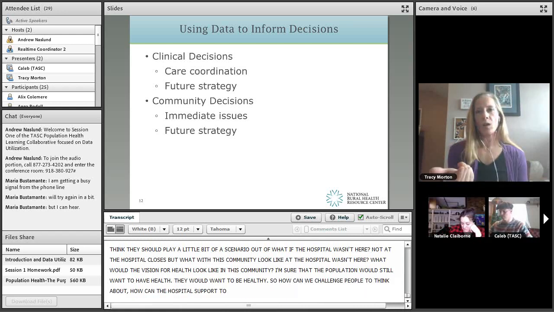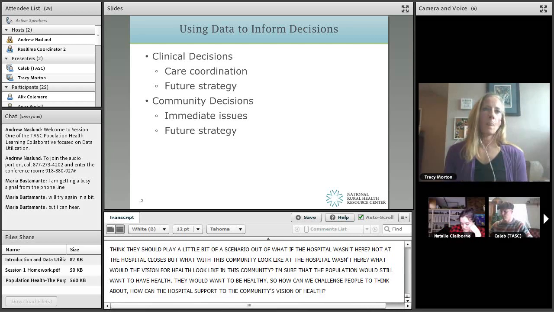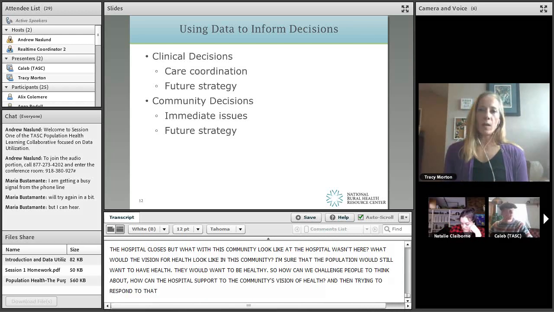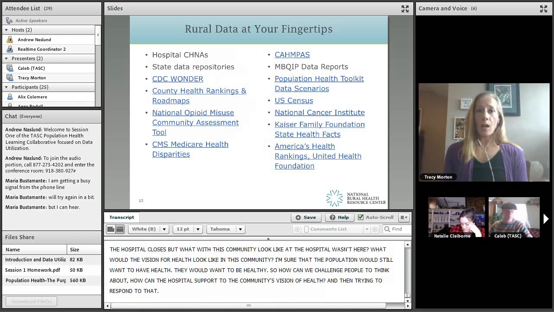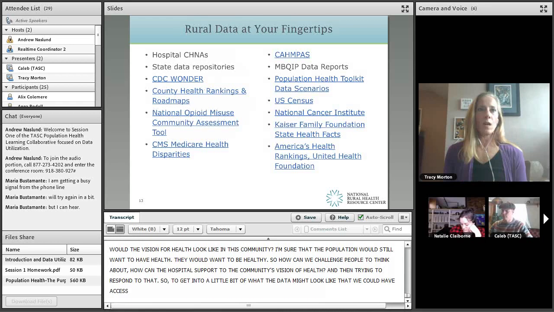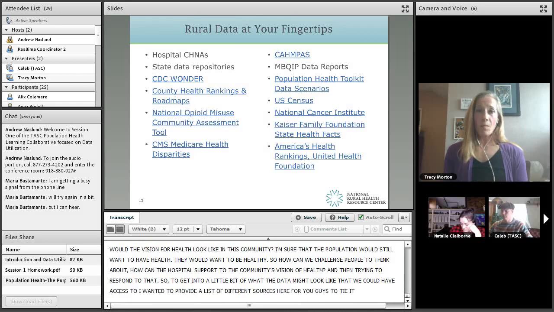So I think a lot of those clinical decisions and data decisions rely on clinical care. They rely on patient demographics and information like that, but that all ties together with finances as well. Community decisions, of course, can be used to focus on immediate issues that are arising within the community and, of course, inform future strategy, too.